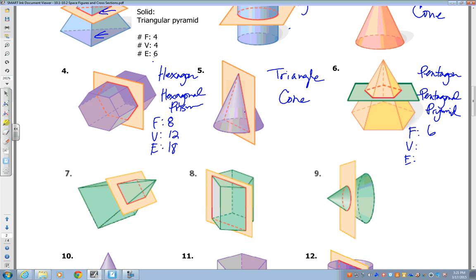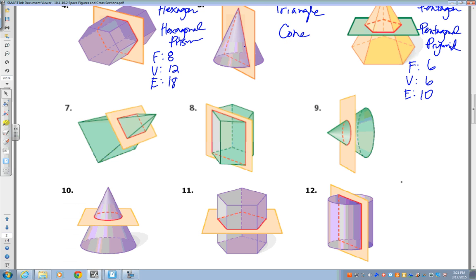6. If the base was a square, would it be called a prism? No, if the base was a square, it'd be a square pyramid. It's still a pyramid because the faces meet at one point at the vertex, and you have only one base. When would it be a triangular prism? When you had 2 bases. Okay. How many vertices do we have here? 6. Edges are 10.